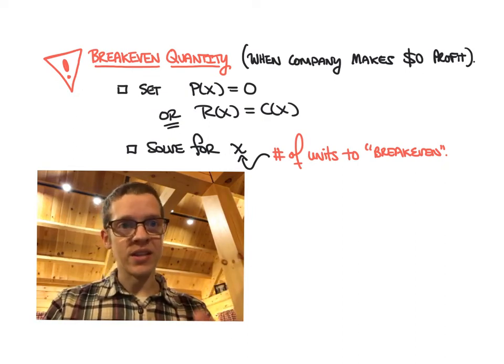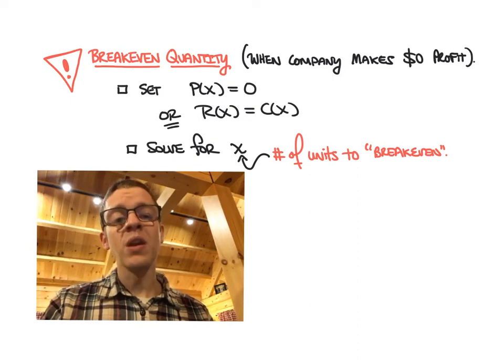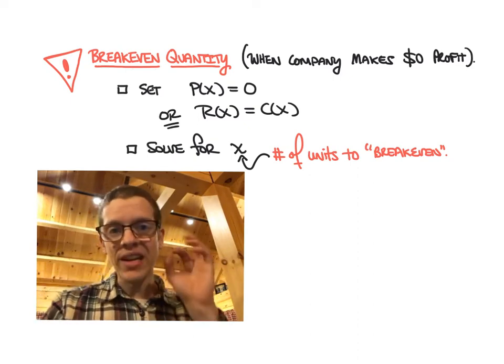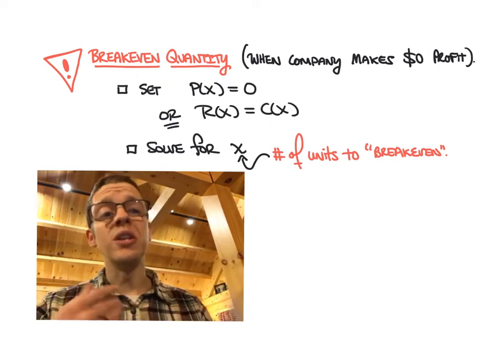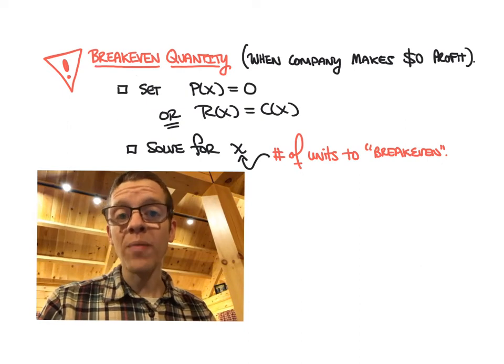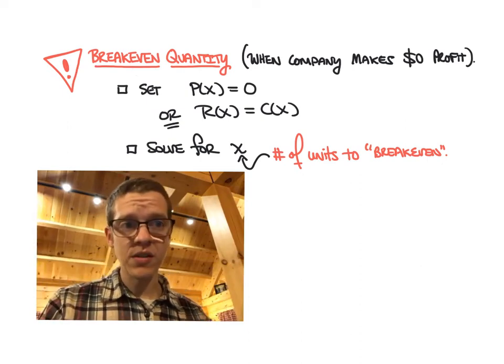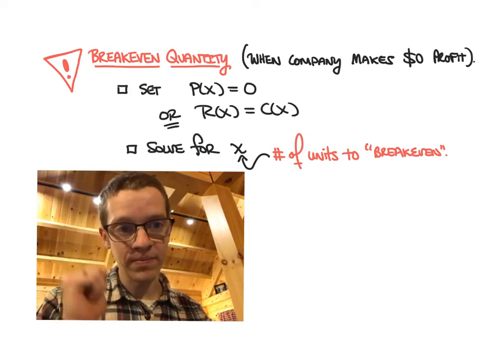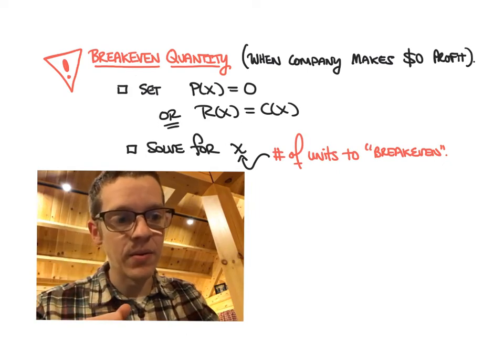Even breaking even is not good. You obviously want positive profit. But it's important to be able to find that quantity. How many iPhones do I have to sell to break even? And so to do that, you set our profit function equal to 0, or you can set the revenue equal to the cost. And then you solve for X, which is your number of units to break even. All right, we'll see this in an example.